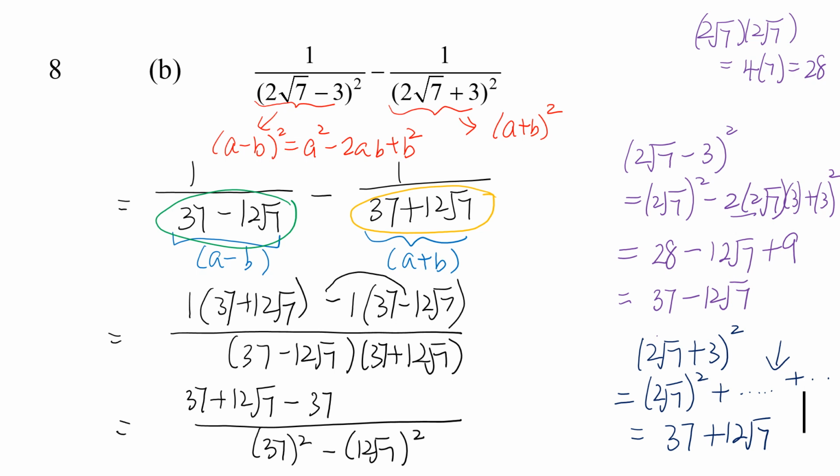And watch out for this. That will give you plus 12 square root 7. Alright, so this 37 minus 37 will be gone. So you left 12 square root 7 plus 12 square root 7. That gives you 24 square root 7. And your denominator, just use a calculator to work it out. That will give me 12 times square root 7.